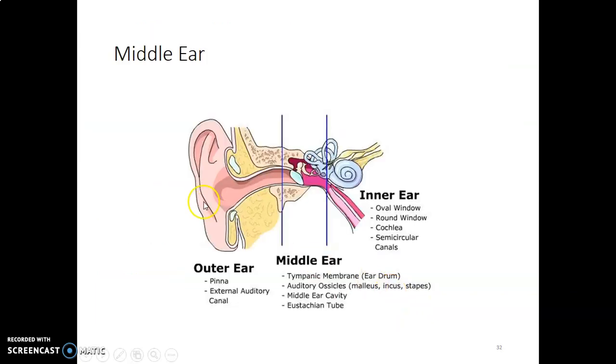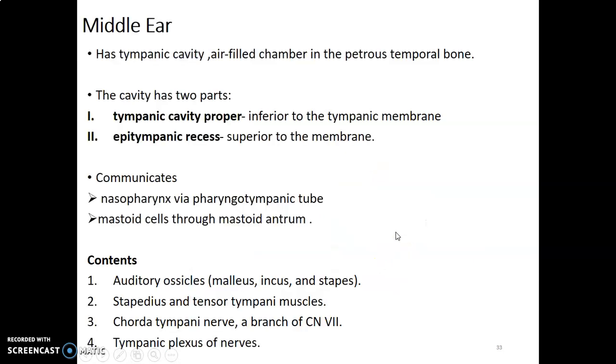So the outer ear has the pinna, then the external auditory meatus, and then the middle ear begins from the tympanic membrane before you get to the inner ear. The middle ear contains the auditory ossicles, the malleus, incus, and stapes, the middle ear cavity, and the eustachian tube that connects it to the pharynx. Then you have the inner ear that contains the oval window, round window, the cochlea, and the semicircular canal. The cochlea is the receptor for hearing, and the semicircular canal is for balance.